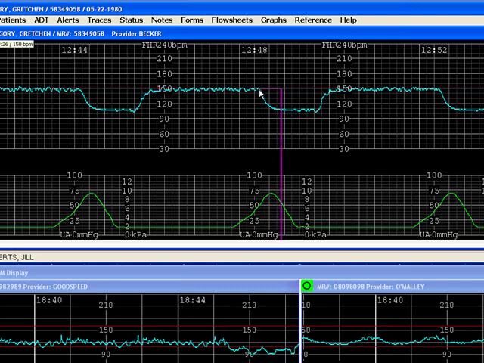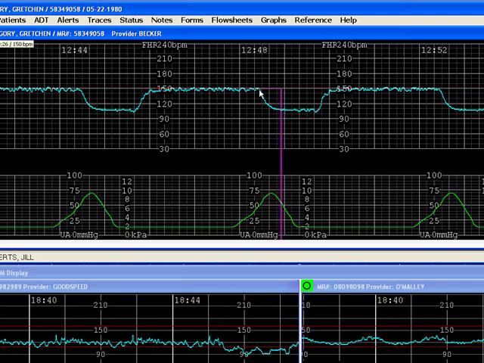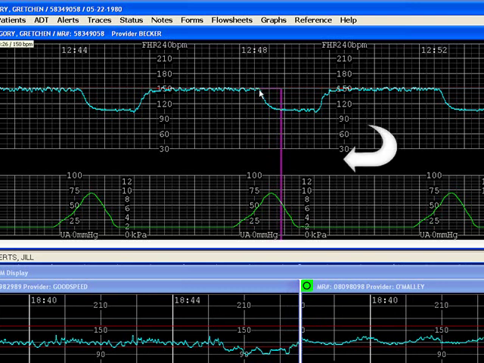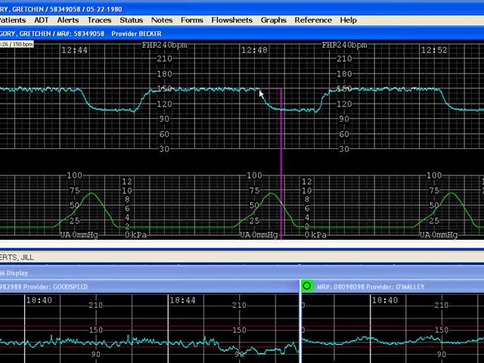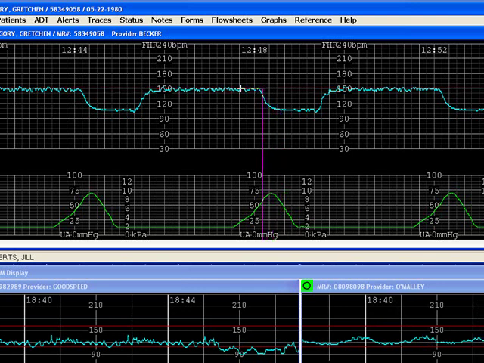Determining the onset to nadir of a deceleration helps clinicians differentiate between types of decelerations. Additionally, the vertical line of the deceleration tool assists clinicians in comparing the onset, nadir, and offset of the deceleration with the onset, peak, and offset of a contraction.